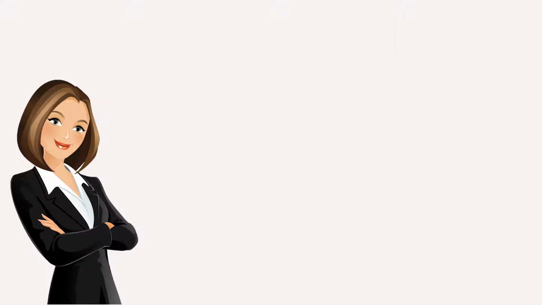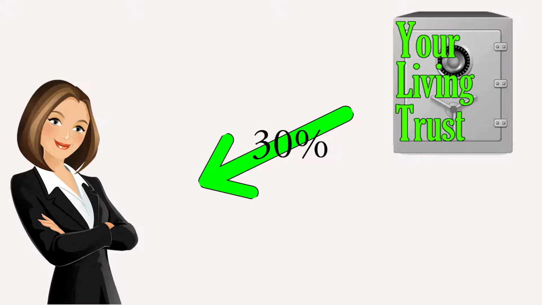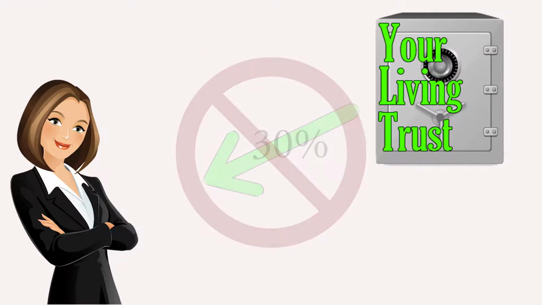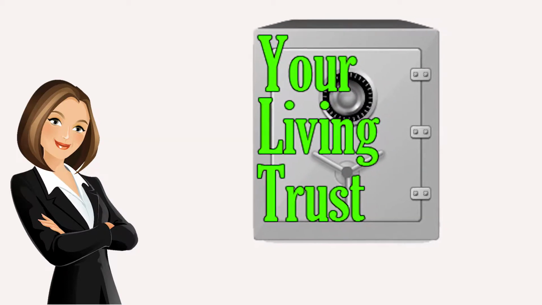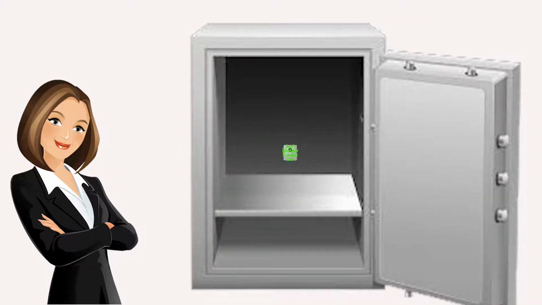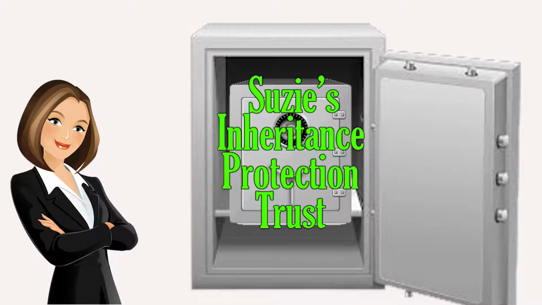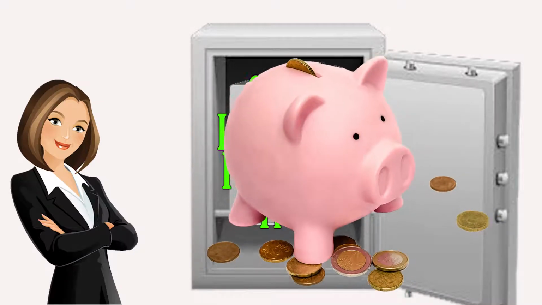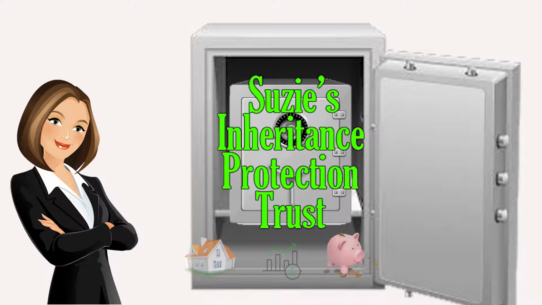Let's see how this can help your loved one, Susie. You've decided that you would like to give Susie 30% of your estate when you pass away. But to help make sure that Susie gets that 30% and that it stays safe, you don't actually give anything to Susie. Instead, we add language into your living trust that sets up Susie's Inheritance Protection Trust upon your death. The home she wants to buy, or the investment account, or the bank account she wants to own, all will be held and controlled by Susie's Inheritance Protection Trust.